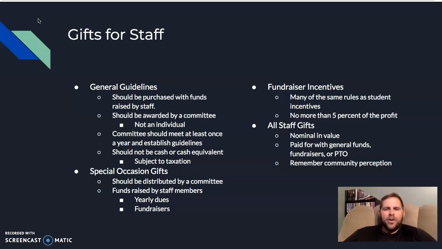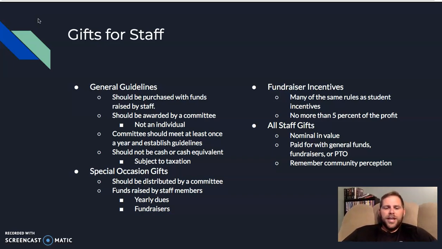Public perception about how school money is spent is something that we have to keep in mind as educational leaders. In general, gifts should be purchased with funds from staff, and these should be awarded by a committee. There shouldn't be one person deciding who gets a gift and when. This committee should meet at least once a year and establish guidelines. And it can't be cash or a cash equivalent. If it's cash or gift cards, that becomes taxable income that would have to go through the payroll department.